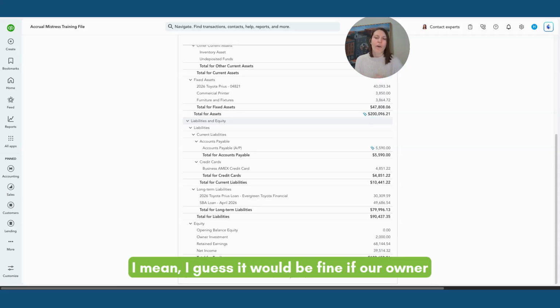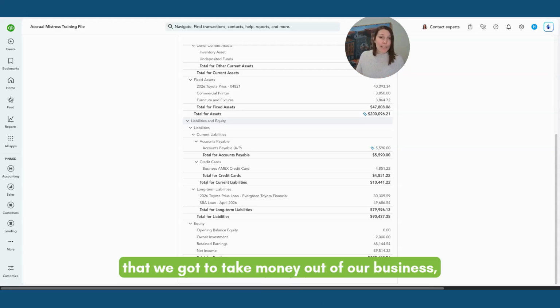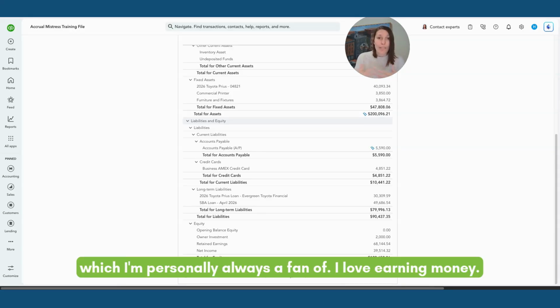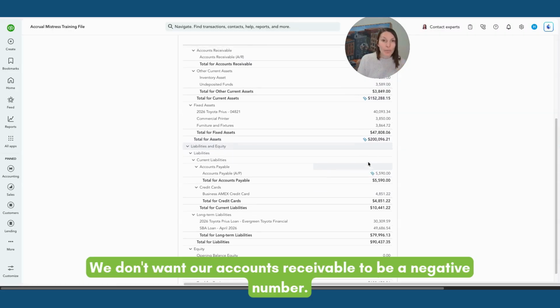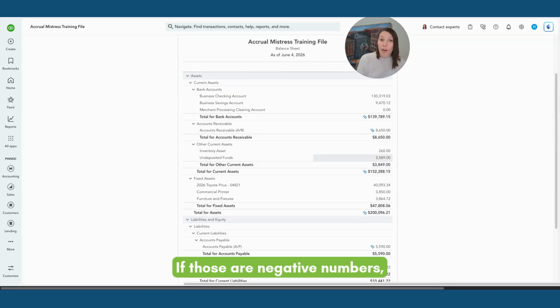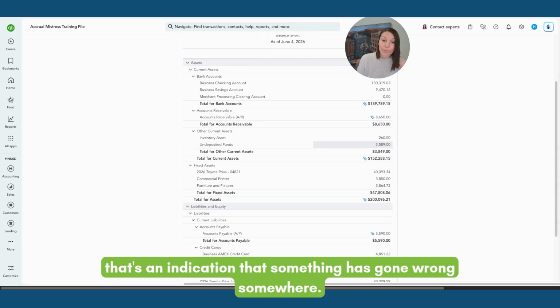We want our retained earnings to be a positive number. I guess it would be fine if our owner investment account went into the negative because that would mean that we got to take money out of our business, which I'm personally always a fan of. I love earning money. So that is possible. But we don't want our accounts payable or our accounts receivable to be a negative number. If those are negative numbers, that's an indication that something has gone wrong somewhere.